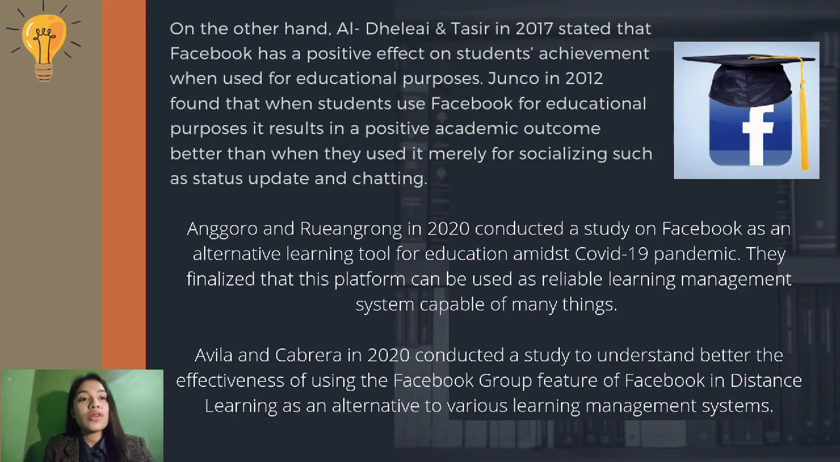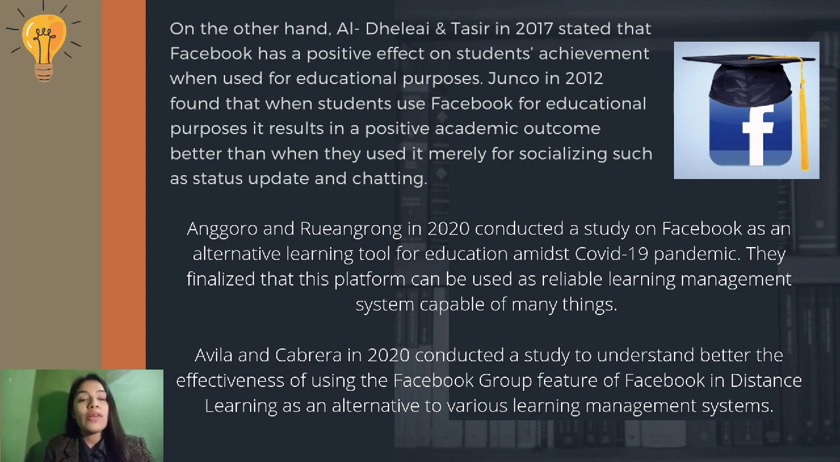When it comes to using social media platforms, there can be a lot of distractions that arise one after another. On the other hand, if we use it for educational purposes, if we know our responsibility and priorities, it can result in great academic performance, according to Aldelea and Tasir in 2017 and Junko in 2012. Since COVID-19 affected the way we live, most especially the way we study and learn, Anggoro and Rowangrong in 2020 analyzed Facebook as an alternative tool for education. The results showed that it is a reliable learning management system because of its many capabilities, such as asynchronous and synchronous interaction of teachers and learners, and many others.